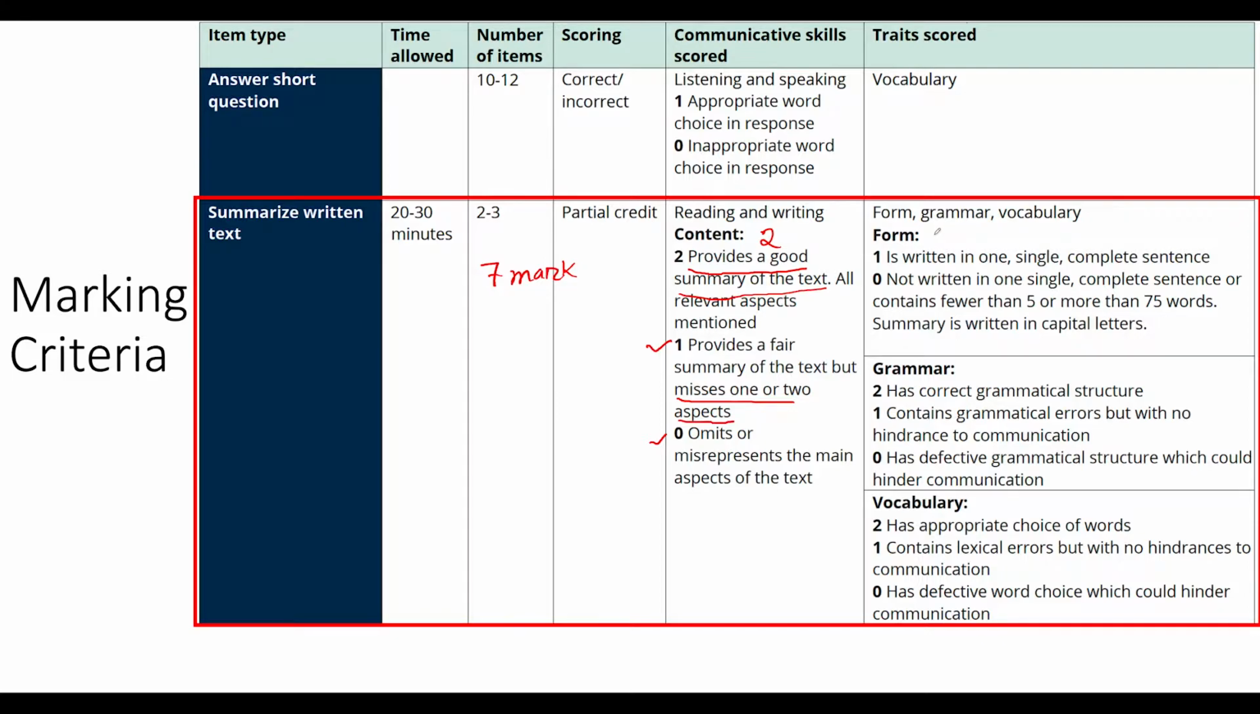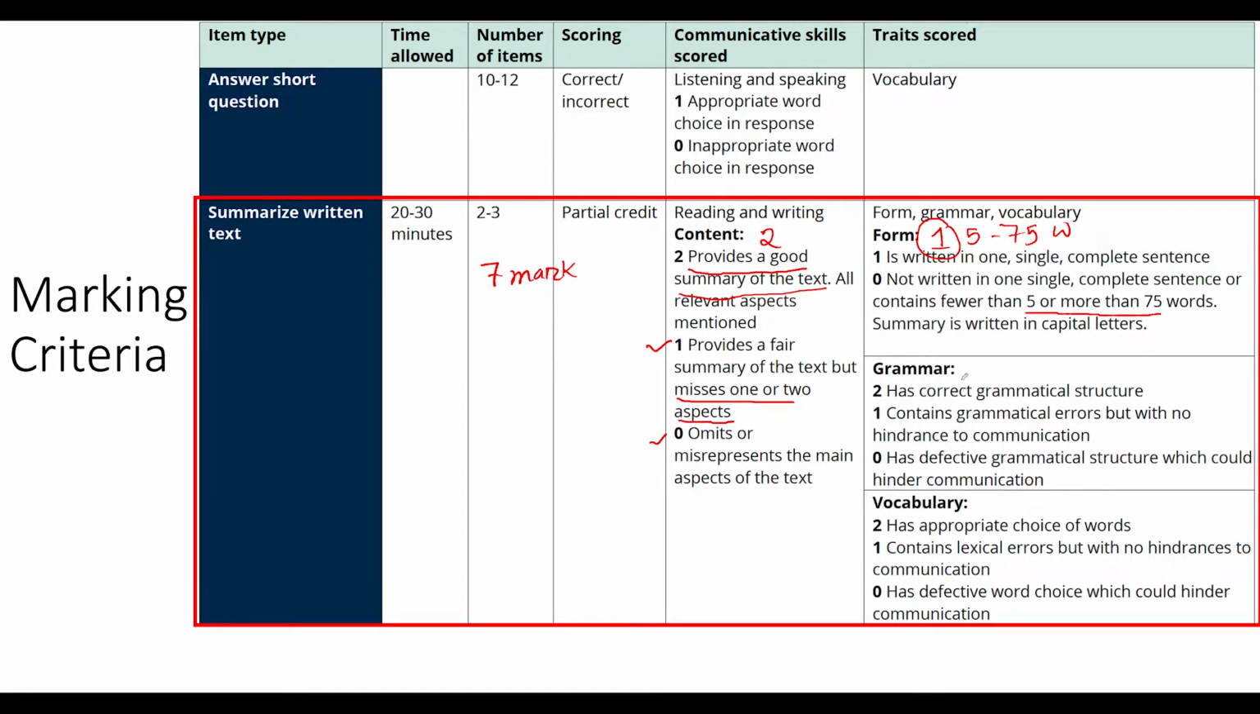And then you have 1 mark for format or form, and that 1 mark is given if you write in a single sentence which is complete, and it does not cross the word limit. So what is the word limit? 5 to 75 words. And another restriction is you have 1 sentence only.